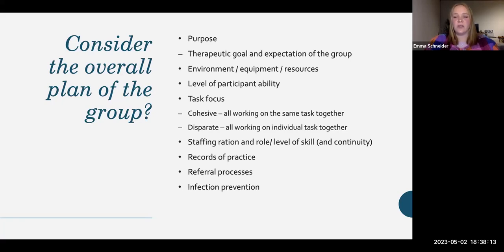The task focus, is it cohesive? Is everyone working on the same thing together, or is it disparate? Are they all working on individual tasks together? So maybe it could be cohesive in the sense that everyone's working on upper limb tasks, or it might be disparate in that some people are doing upper limb tasks and some people are working on using a dressing aid, or they're working on their meal preparation or something like that.